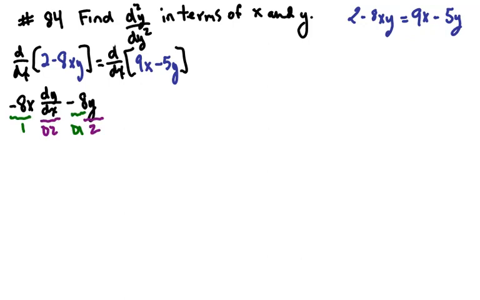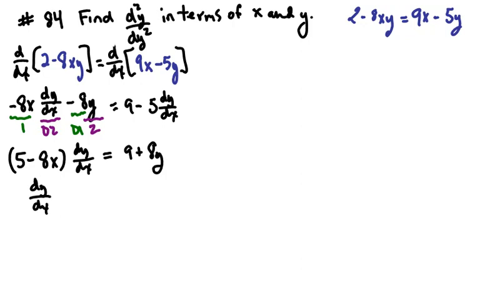Okay, and then on the right side of the equal sign, we have simply 9 minus 5 dy dx. And collecting all of the dy dx terms onto the left side will give me the quantity 5 minus 8x times dy dx. And on the right side, that would give us 9 plus 8y. So dy dx is equal to 9 plus 8y over 5 minus 8x. And so that would be our first derivative.